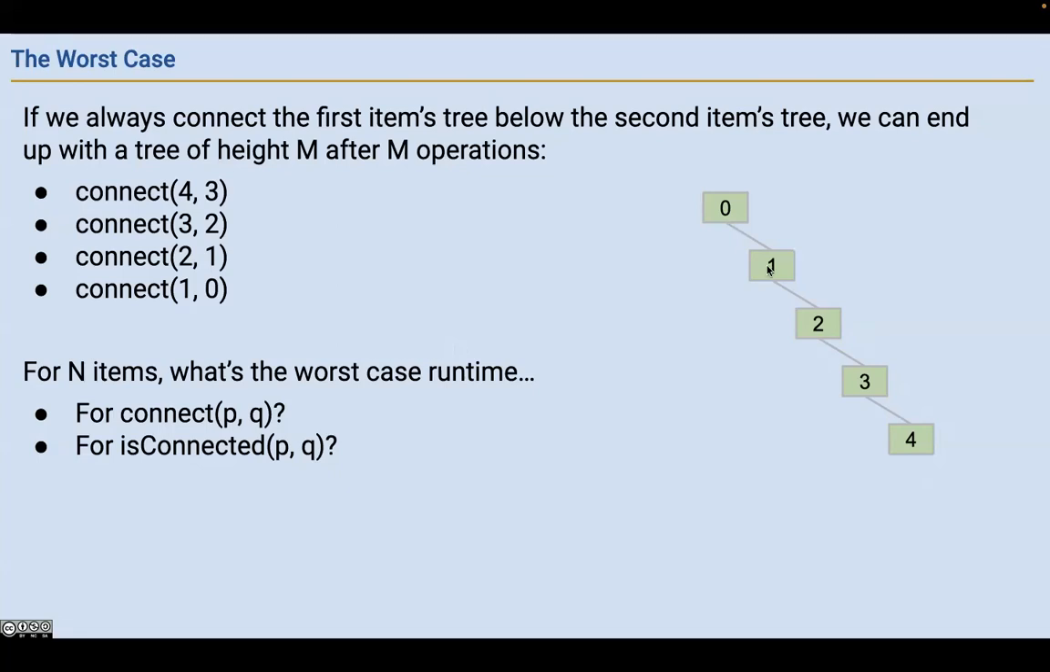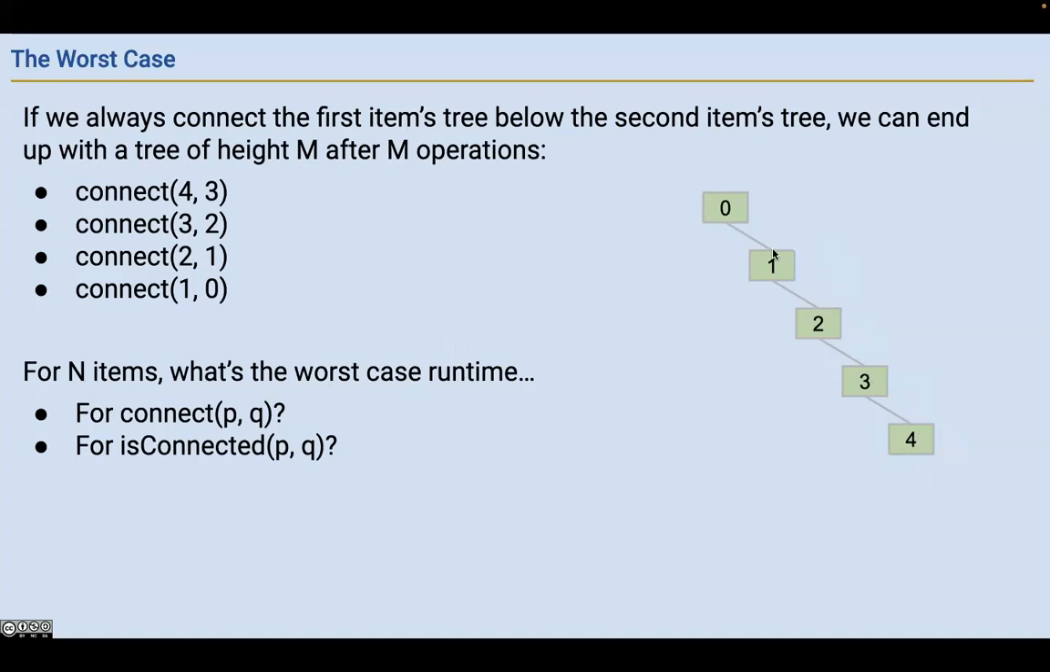So it turns out, if my tree looks like this, the climbing is going to be very slow. Because if I ask you to connect something, I don't know, maybe I have another item 5 floating around somewhere, and I ask you to connect 5 and 4, what would you have to do? You would have to start at 4 and be like, you're not the boss. You belong to 3.